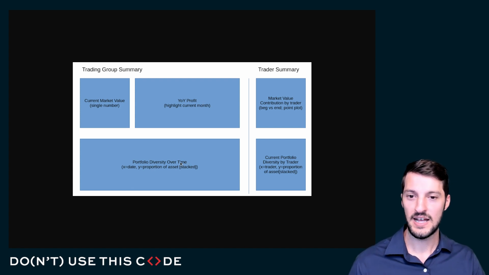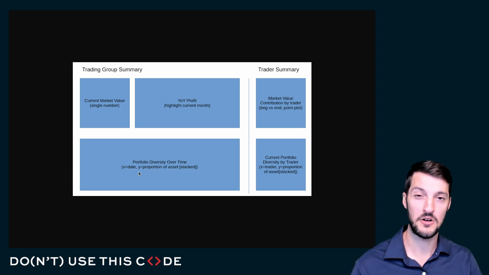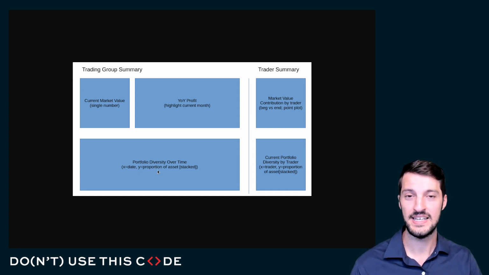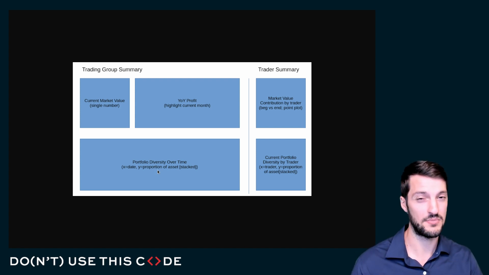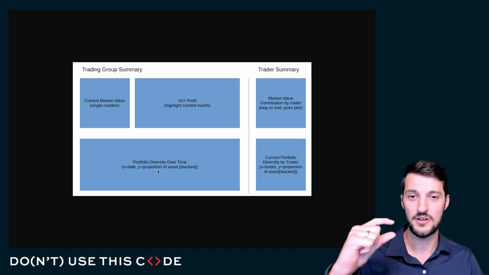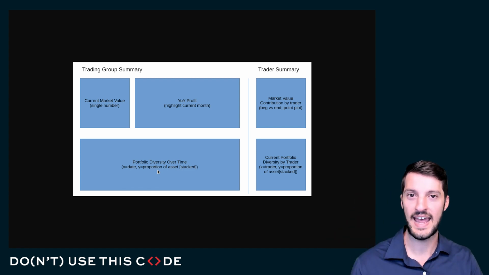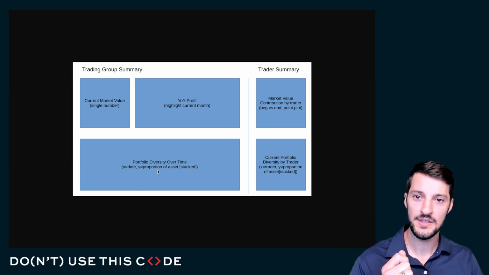Then on the bottom, I'm displaying another KPI instead of market value. I'm displaying portfolio diversity. The x-axis here will be the date. The y-axis will be the proportion of the asset or the raw volume of a given asset. And these will be stacked. So you can think that I'm going to have a stacked area chart or a stacked bar chart. And each color of stacking will represent a different asset. Then that is my group summary, everything on the left.